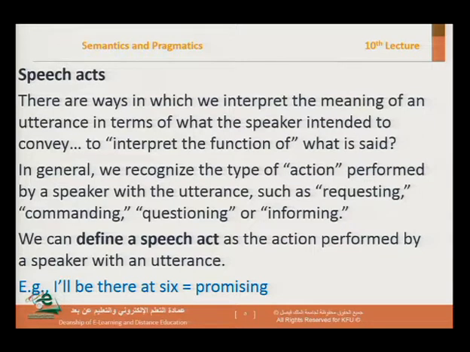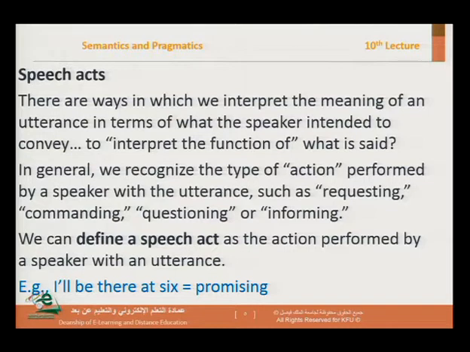And if we understand this very well, we can define speech acts as the action performed by a speaker with an utterance. It's kind of interesting why I'm saying action here. Well, the reason is that when you say something, you're actually performing something, okay? That performance also has influence on other people, okay?